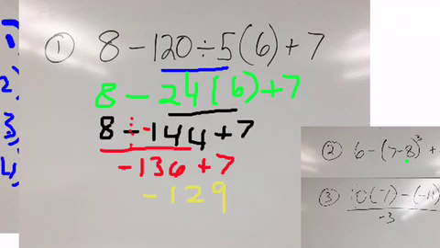So that's number one, the first example. Again, look for parentheses. We didn't have any, so we looked for exponents. We didn't have any, then we did multiplication and division, whichever came first. In this case, we did the division first, the 120 divided by 5. And then we did that 24 times 6 for the next step, which led to all of the multiplication and division being gone. So we added and subtracted. We did the subtraction first and then the addition. We got our final answer of negative 129.